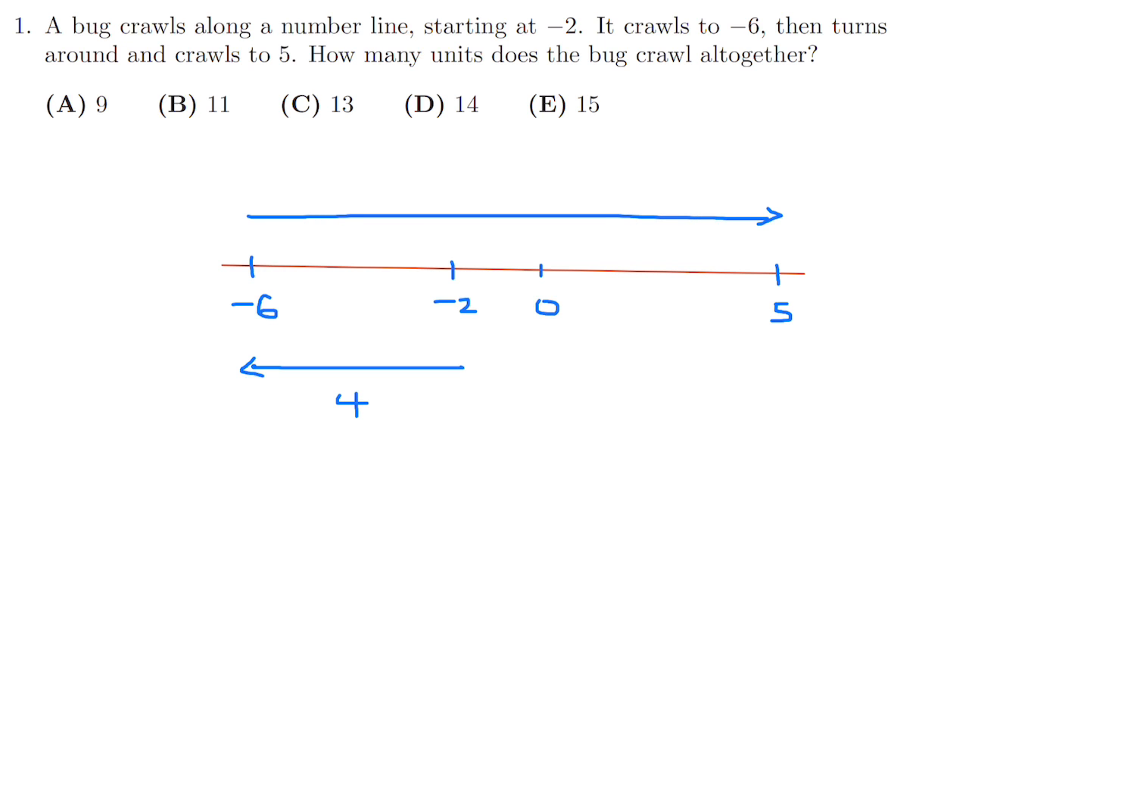So from -6 to 0 is 6 units, and then 0 to 5 is an additional 5 units, so that's 11 units. So he went 4 units in that direction, 11 units in that direction, for a total of 15 units. 11 plus 4. So number 1, the answer is E.